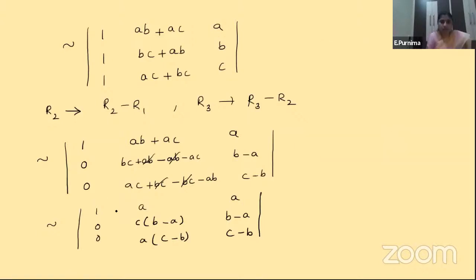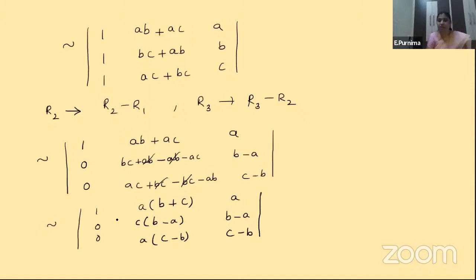A into B plus C, we get... Okay, children. If you observe the first row, nothing is common because A is there only in these two terms. Here A is not there. And in the second row, B minus A is common. Why? Because here it is 0 only, so you can consider it as 0 into B minus A. So there is no difference here. That means we can take B minus A common from R2. In the third row also, we can take C minus B common.